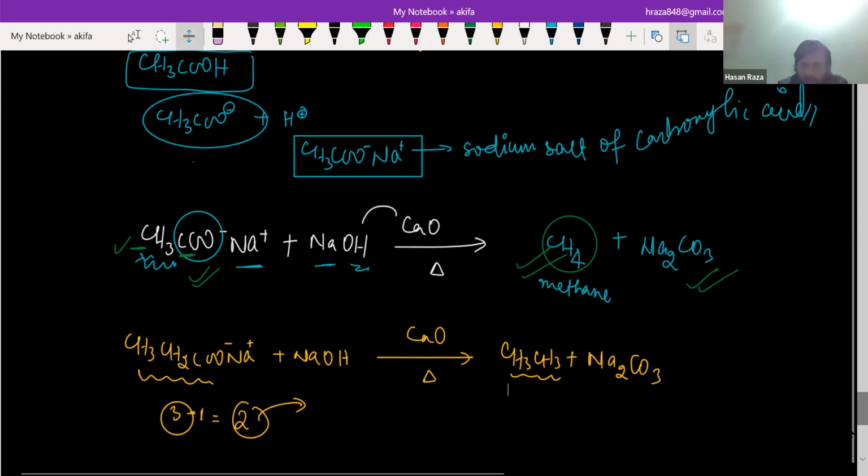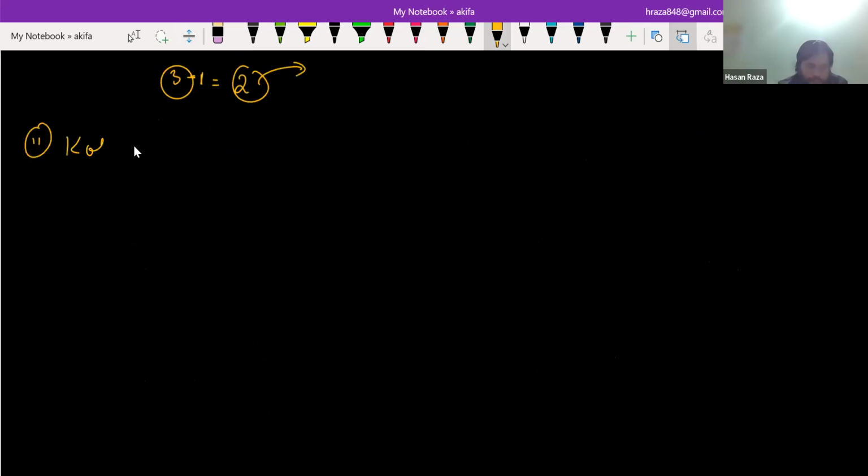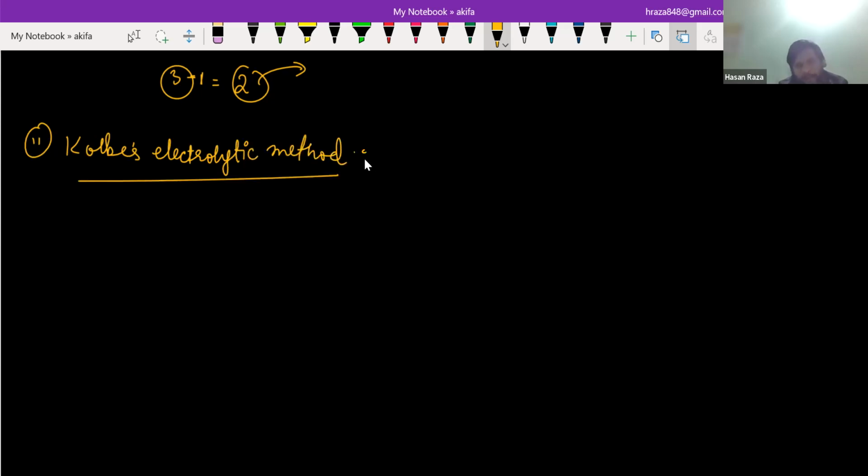So moving to the next part. This was the first, from carboxylic acid. This was the second, Kolbe's electrolytic method. This is also very easy. Kolbe's electrolytic method basically doubles the product. And how does it double the product? So if I write a theory about it, then I will explain it. Write with me.